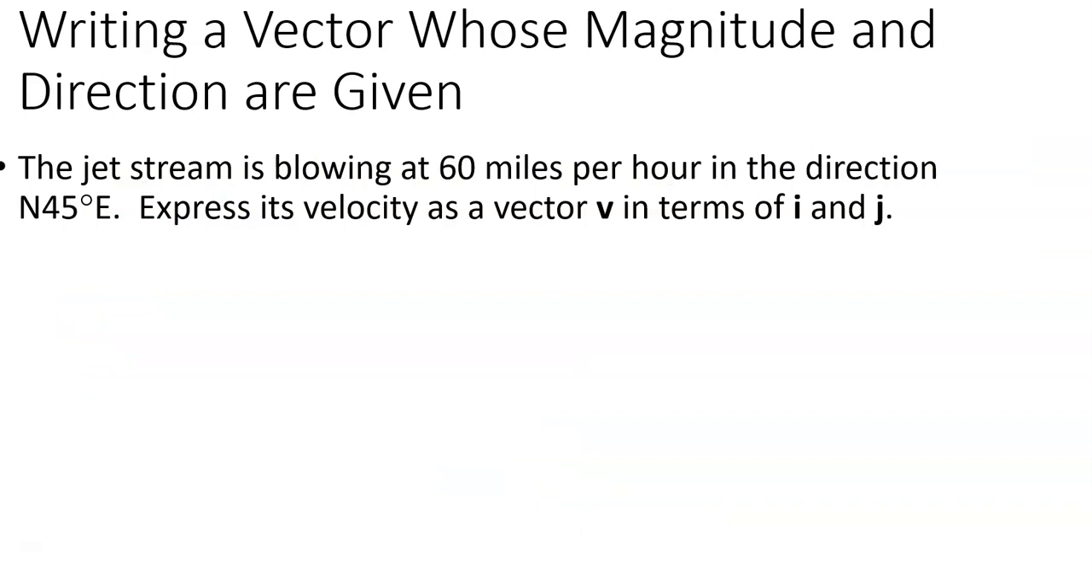So let's try this. This is the jet stream. The jet stream is up in the atmosphere, blowing at 60 miles per hour in the direction of north 45 degrees east. Express its velocity as a vector in terms of i and j. So what does this look like? I'll give you a picture in a second.